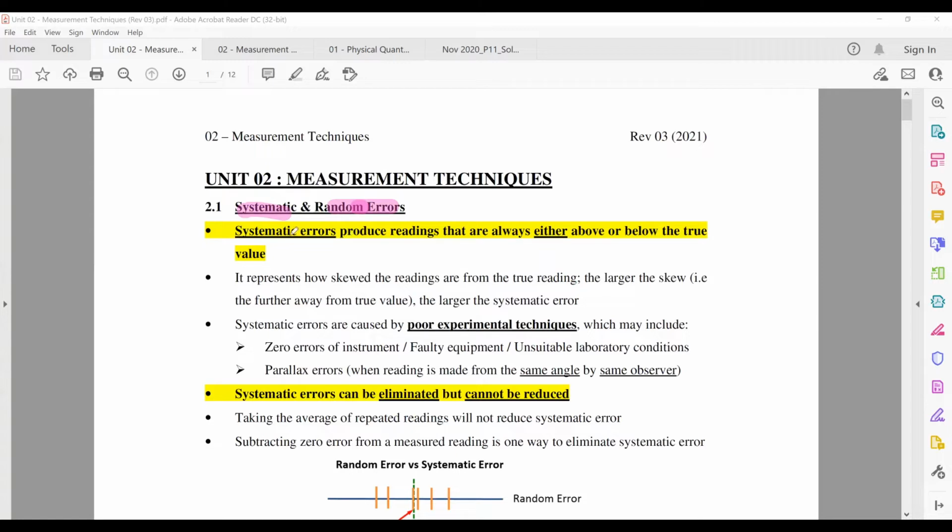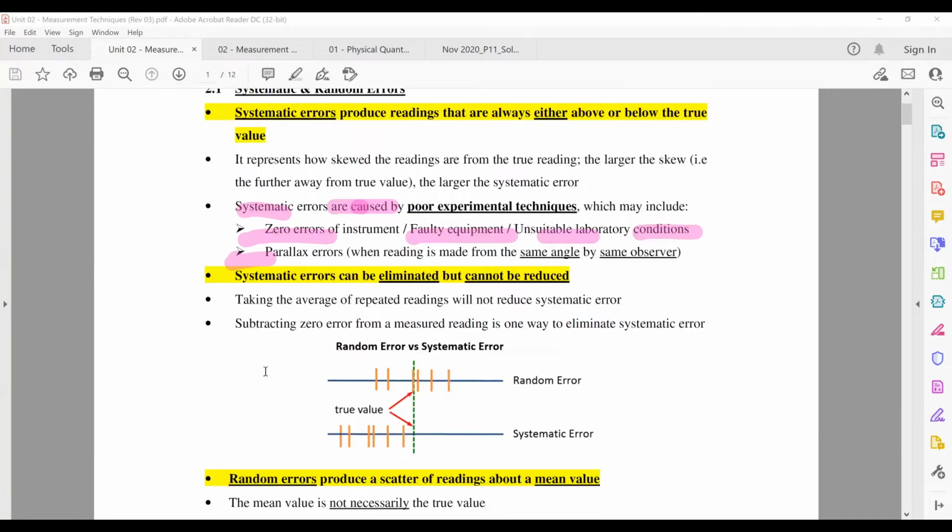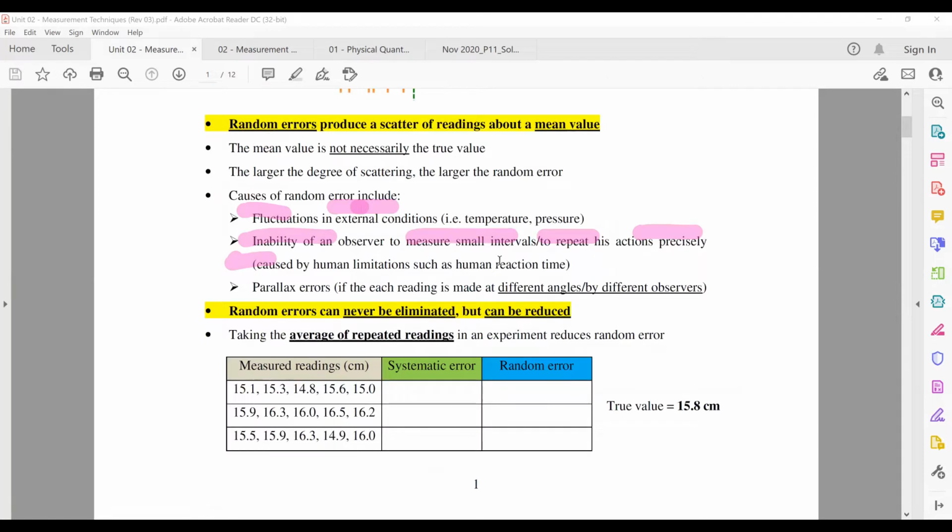Now, systematic errors will always produce readings that are either above or below the true value. What I mean by that is, if you look at the table below here, let's just say I want to measure the length of a pen. Let's just say I do repeated measurements for the length of the pen, and the true value is 15.8. I do a set of repeated measurements. These are the readings that I get.